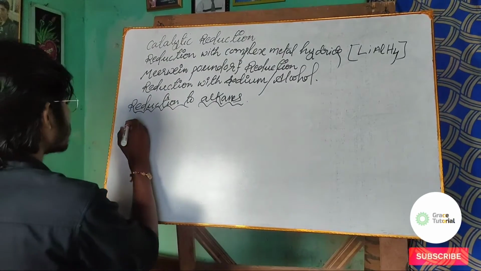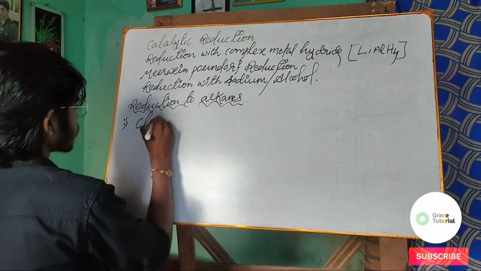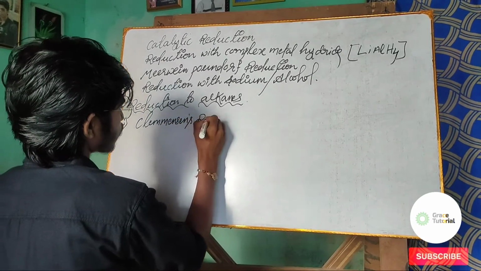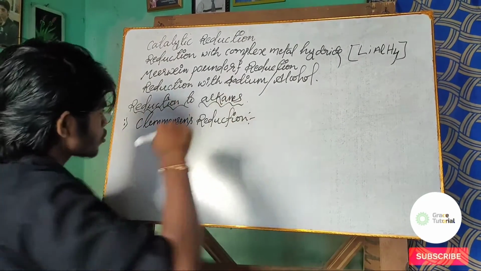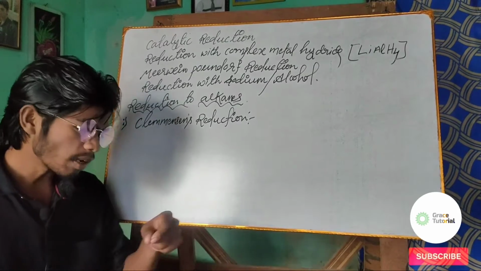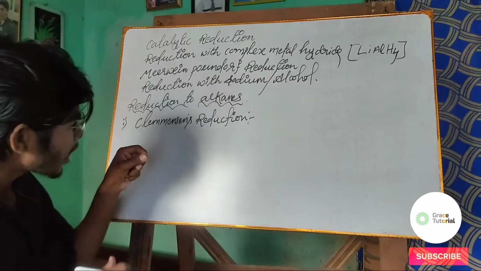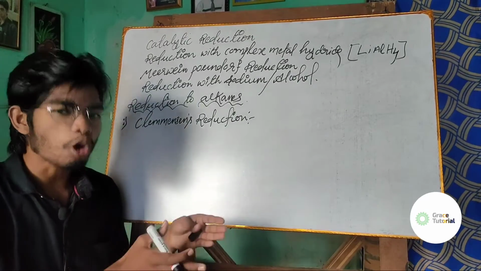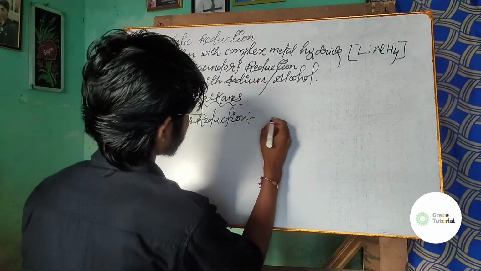Let me give you one simple example. We have the method called Clemmensen's reduction. So what is this Clemmensen's reduction? Alkanes are obtained from aldehydes as well as ketones. But if the question is asked what you mean by the Clemmensen reduction, we need to say that it is when aldehydes and ketones are reduced with zinc amalgam.